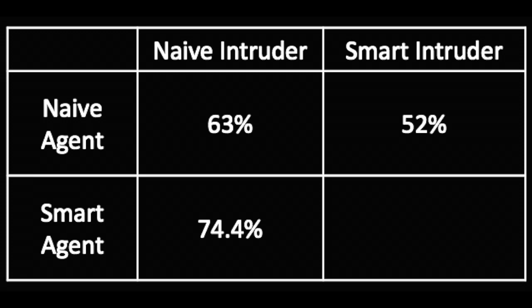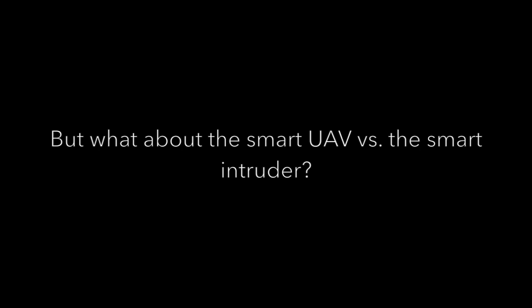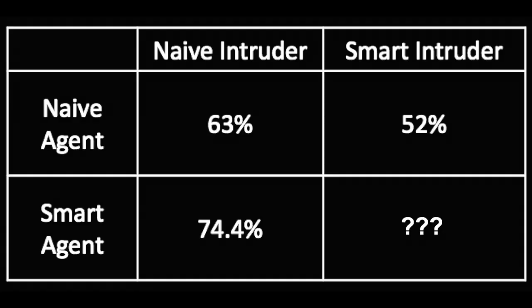Of course, I mentioned that it's computationally intensive. So the question is, what about the smart UAV versus the smart intruder? This is the result in the lower right-hand corner. Unfortunately, we don't yet have that. It turns out that it's computationally intensive enough to run this nested reasoning that we haven't been able to do it.